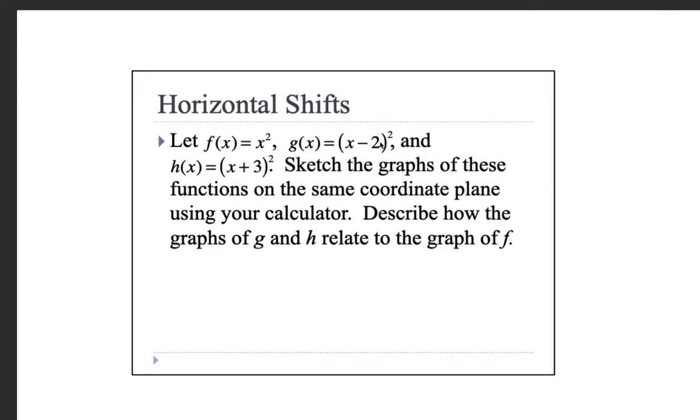Now, this minus 2 and this plus 3 is definitely inside the function because the whole thing, the function itself, is something squared. And because I'm subtracting 2 and then squaring it, this negative 2 is inside the function. It's being squared. So it's part of the something squared. So let's graph these on the same coordinate plane. We're going to use our calculator again.